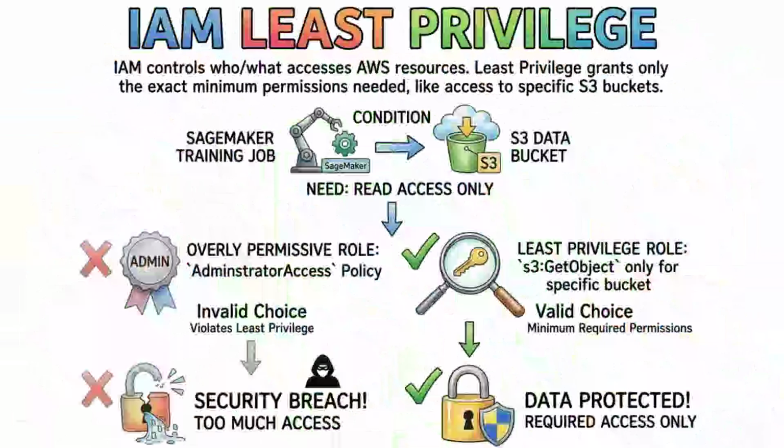Transitioning entirely to security, you must understand that protecting your machine learning data is arguably the most critical responsibility you have as an AWS engineer. The absolute foundation of AWS security is Identity and Access Management, or IAM, which dictates exactly who and what is allowed to touch your valuable resources. You must always follow the strict principle of least privilege, meaning you only grant a SageMaker training job the exact permissions it needs to read from a specific S3 bucket, and absolutely nothing more. The exam will definitely try to trick you by offering overly permissive IAM roles, like granting full administrator access, which is an incredibly dangerous security violation you must always actively avoid.